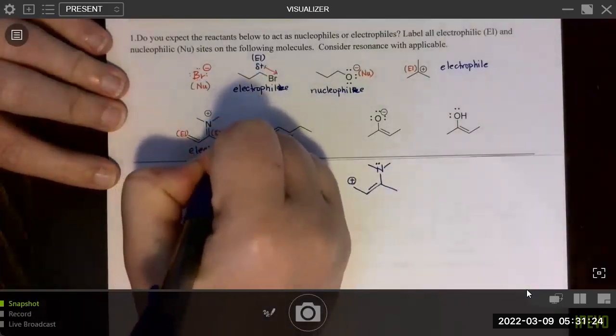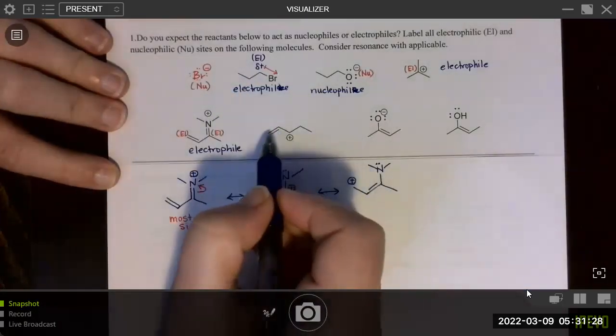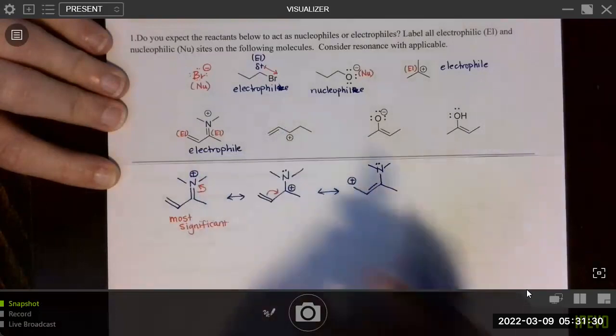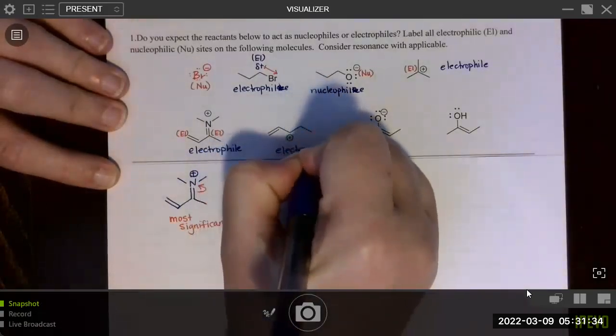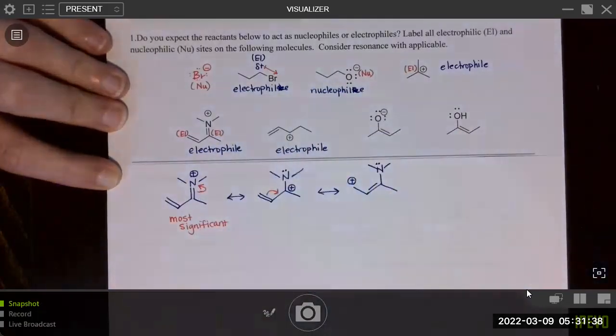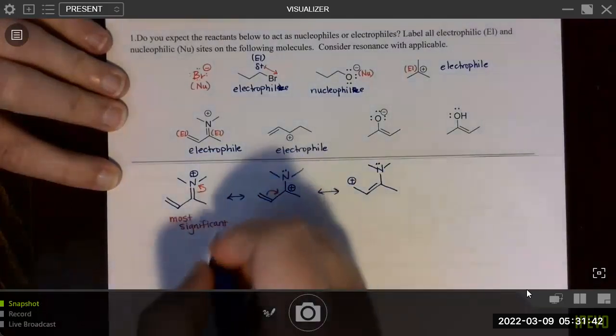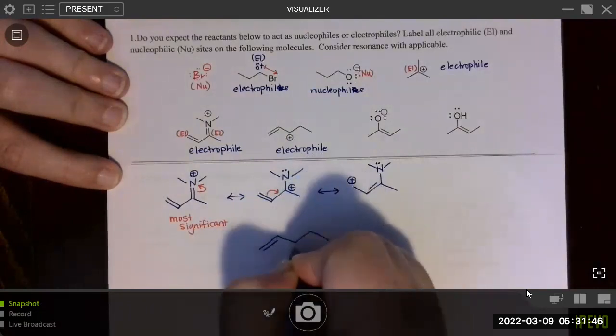We'll write electrophile here. Here we have another positive charge, a full positive charge, which kind of gives it away that it's going to be an electrophile. We didn't even have to look for partial charges when they give us a full charge. So let's go ahead and look at the resonance contributors for that question.